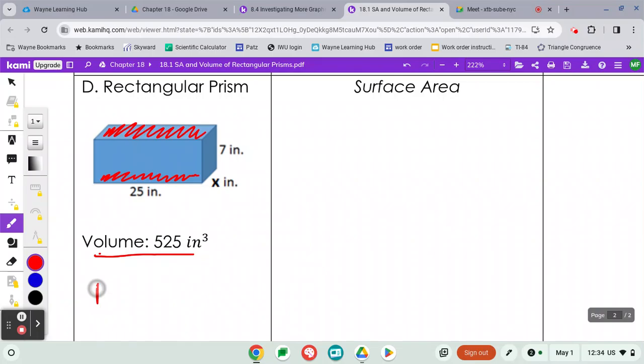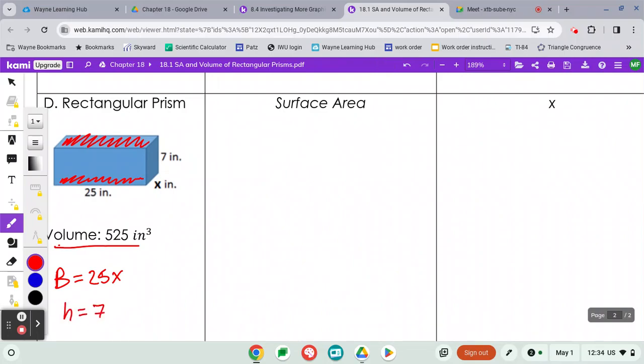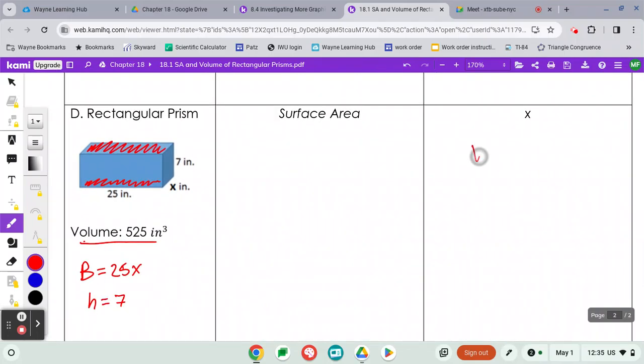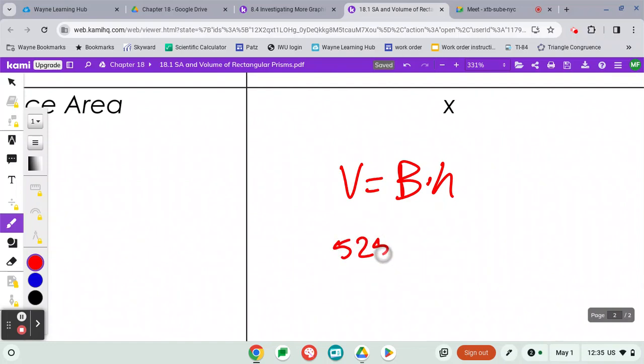So for my formula for the area of the base, it's 25 times x. I'll just put 25x because I don't know what x is, right? Now, we know the height, then, if you want, you can write h equals 7. So our formula for volume, remember, volume equals base times height. Okay? Well, guess what? We said the volume is 525. They gave us that, right? We just said the area of our base was, what was it? 25x, right? Okay. And the height was 7.